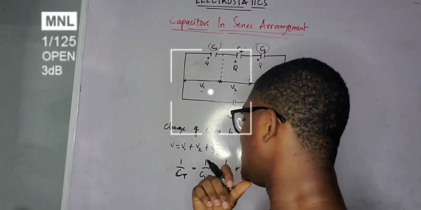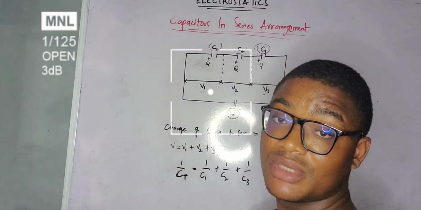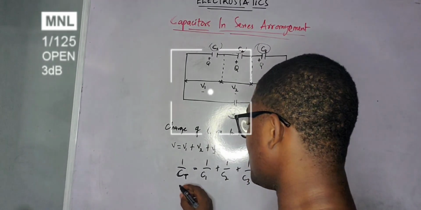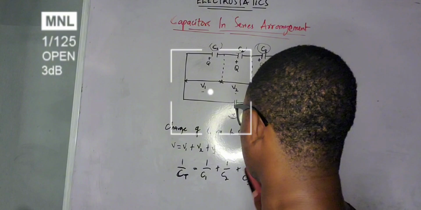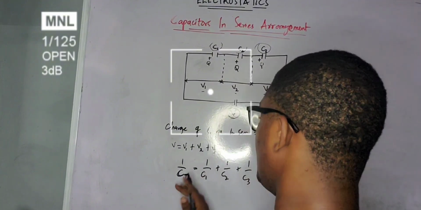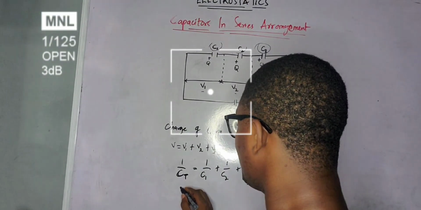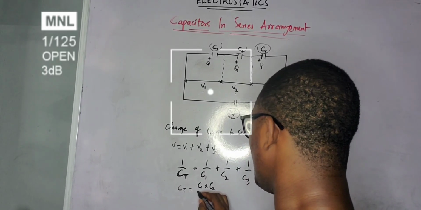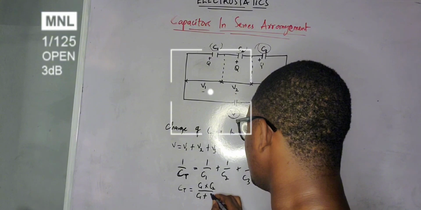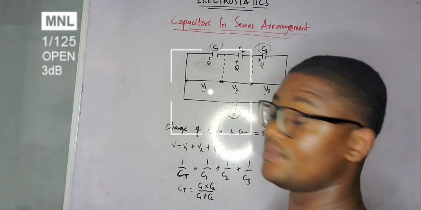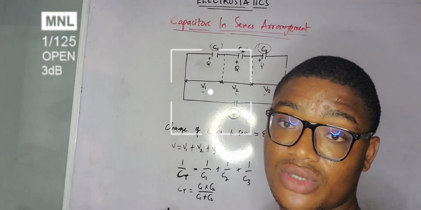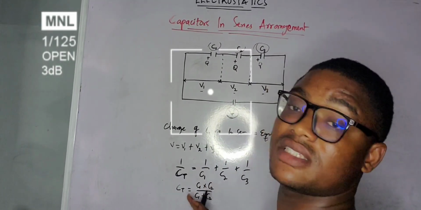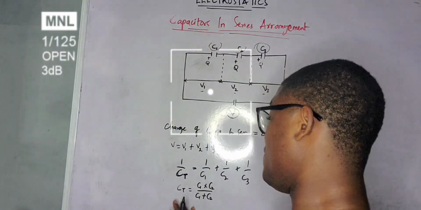Now, with that, if you have a situation, let me give you another formula. There is a formula for when we have just two capacitors. We can have CT equal to C1 times C2 over C1 plus C2. So when you have just two capacitors, you are going to have C1 times C2 over C1 plus C2. That is one formula for that.